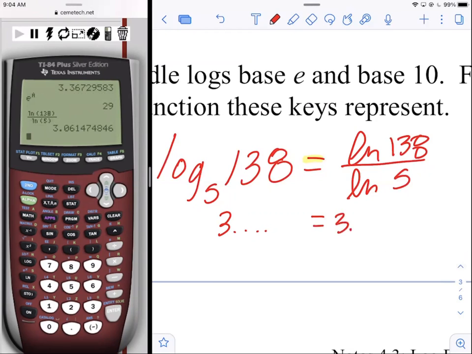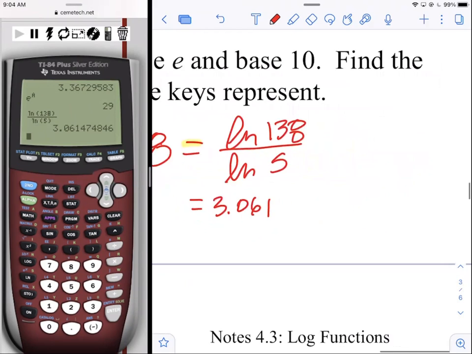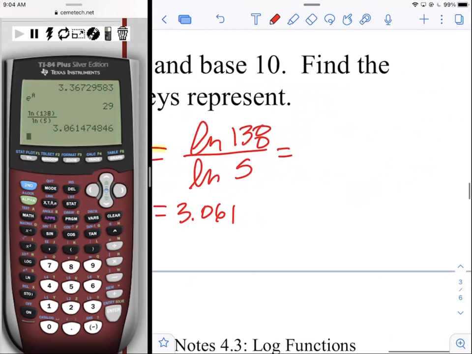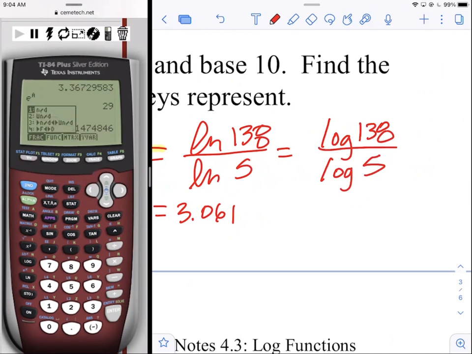Lo and behold, 3.061. Pretty nifty, huh? Now, what if you're like, nope, sir, in my family, we're categorically against base e, right? So let's use base 10. Log base 10 of 138 over log base 10 of 5. Let's try it. Alpha y equals, boom, we got log of 138 over log of 5. Hey, we get the same answer.